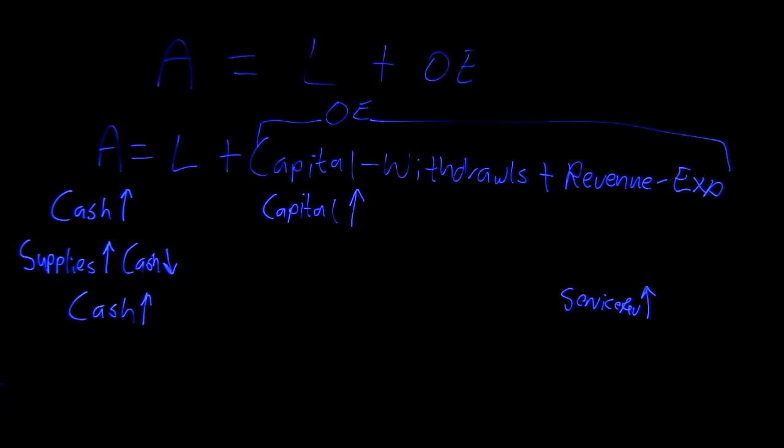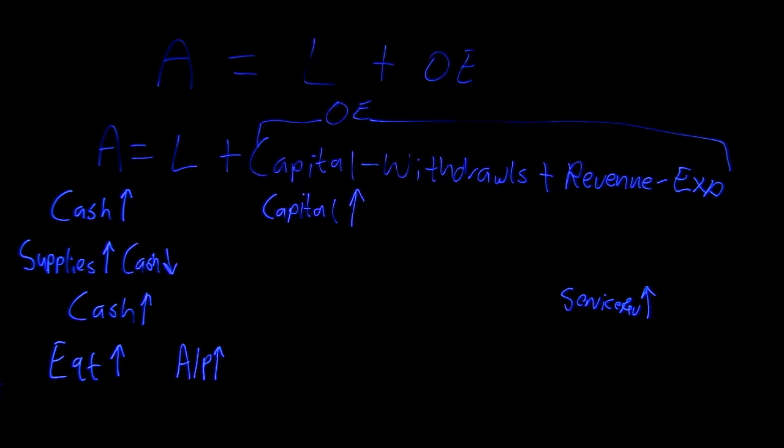So let's look at another transaction. Let's say we purchase some equipment on account. So equipment sounds like an asset. It's something the company owns that provides future value. Equipment comes in the door. Equipment's going to go up. We purchased this equipment on account. So on account triggers a liability called accounts payable. So the asset side of our accounting equation goes up. The liability side of our accounting equation goes up as well. Our accounting equation still works.